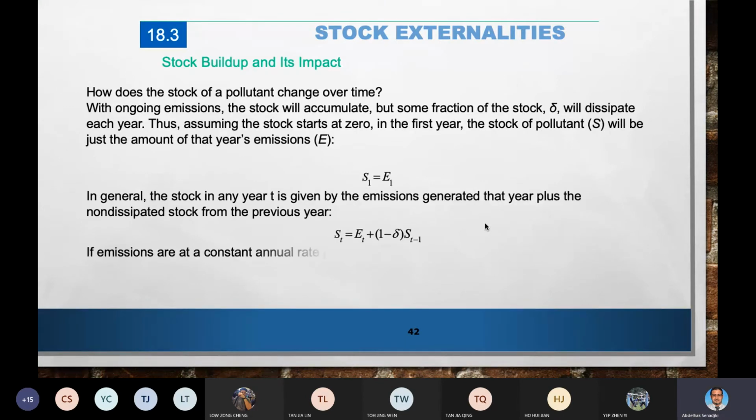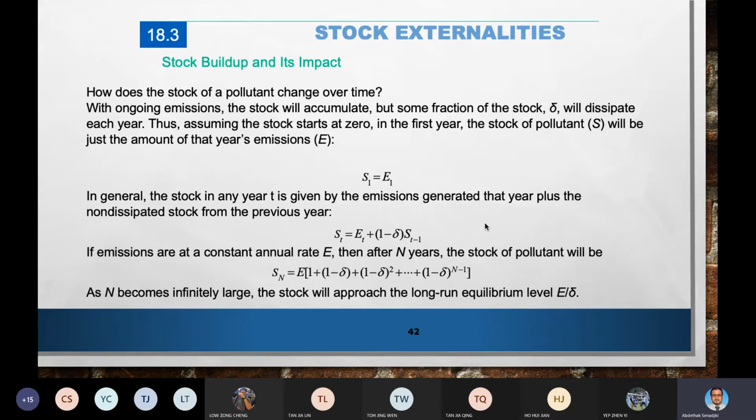So how does the stock of a pollutant change over time? Here we are going to see how we calculate this stock externality. Remember, we always have a base year, the year to start. For example, 1900. From there, we start polluting. With ongoing emission, the stock will accumulate, but some fraction of the stock, we call it lambda, will dissipate each year.